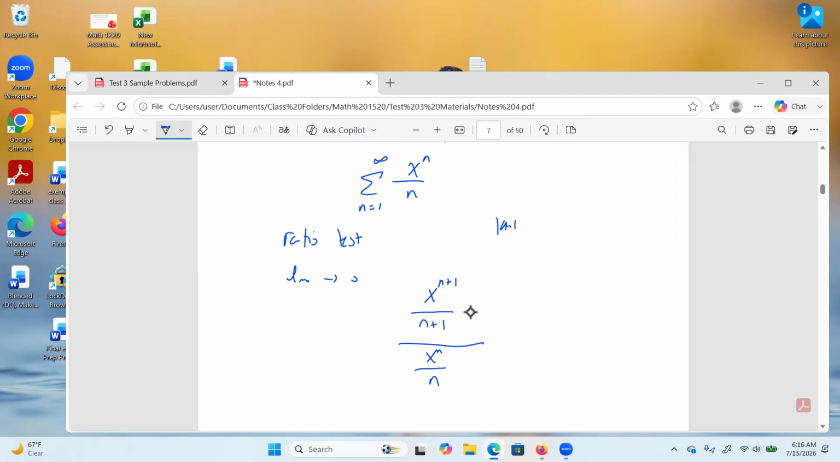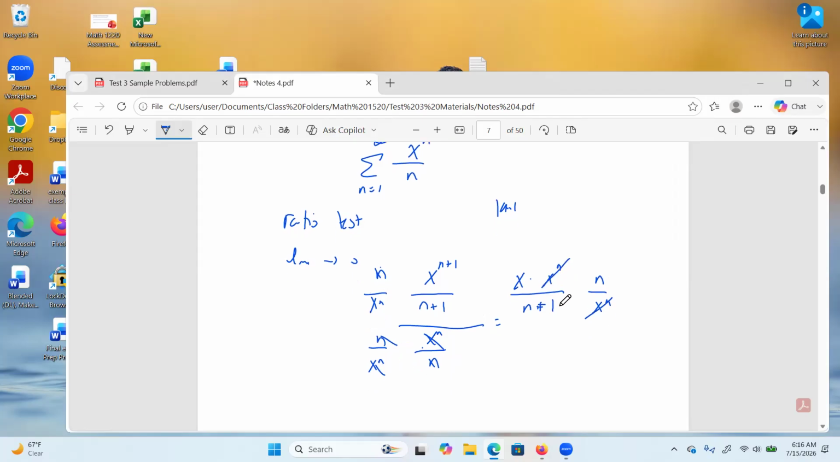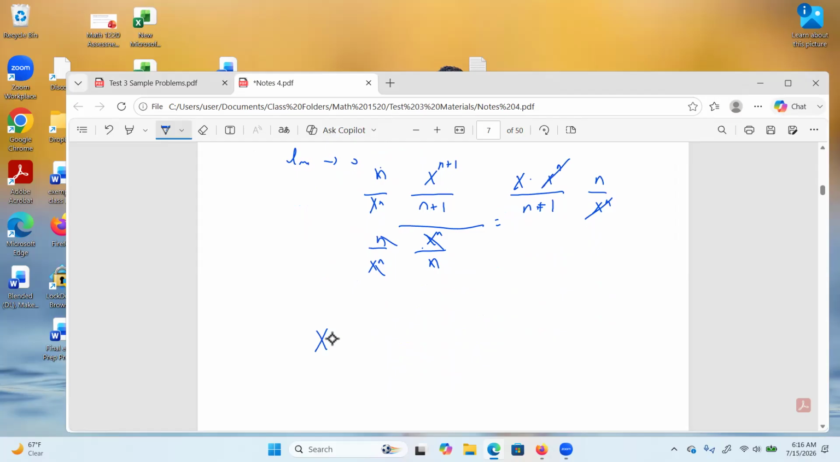Well, there's not a lot of algebra that we need to do with this. It's just going to be x times x to the n, that's what x to the n plus 1 means, over n plus 1. And then we're going to invert and multiply, so we have n over x to the n here. So this is all going to cancel out. The x to the n's are going to cancel, and that's really the only thing we can cancel. So I'm left with x times n over n plus 1.